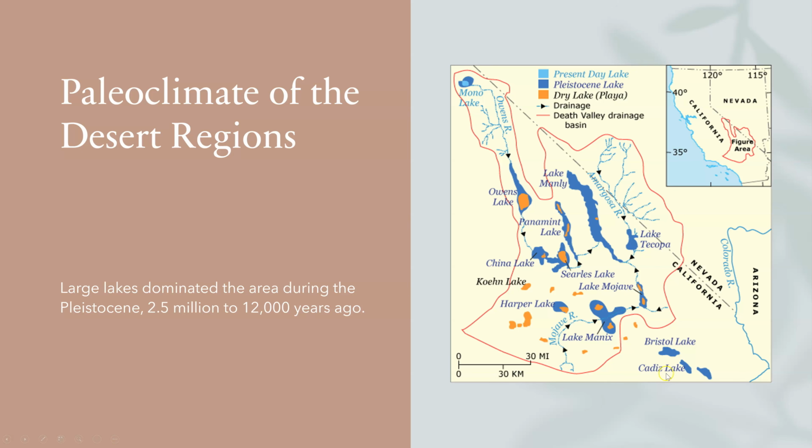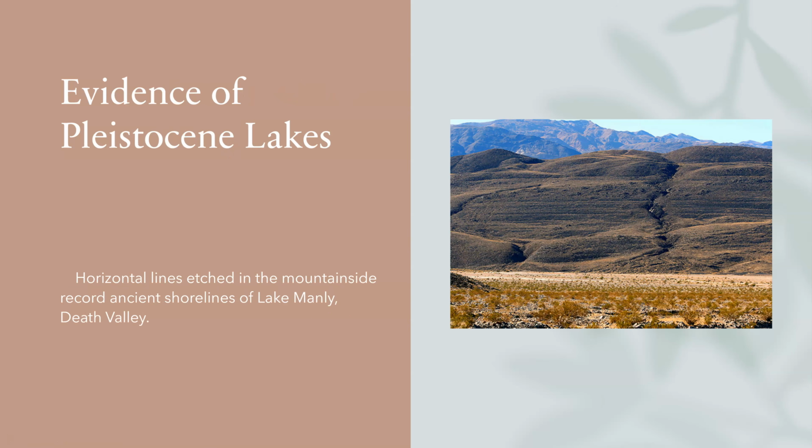So we have Searles Lake, Panamint Lake, Owens Lake. We had very vast lakes in the southeastern portion of California. So we see a lot of evidence of these lakes as well. So here, what's really cool is we see these etched lines in the side of the mountain, which you can probably see in a lot of reservoirs that are losing water.